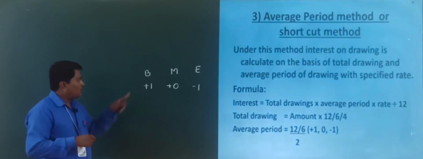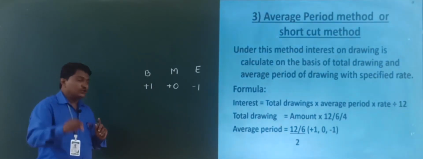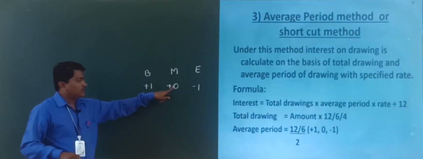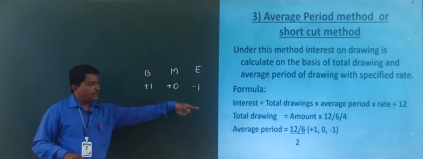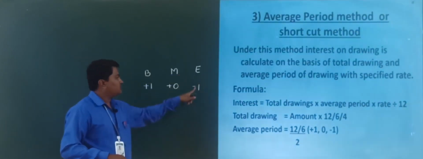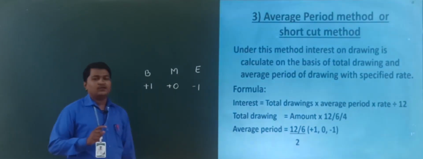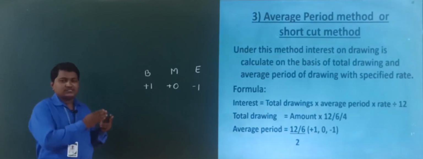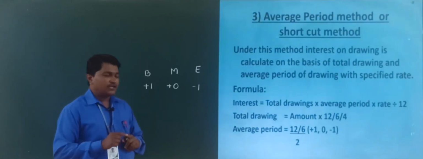If he withdrew at the beginning of the month, then plus 1. If he withdrew in the middle of the month, then plus 0 to 12 or 6, anything according to the problem. Or if he withdrew at the end of the month, then minus 1, and later you divide by 2, right? I will discuss everything again in the question. So please concentrate. What is the formula here?